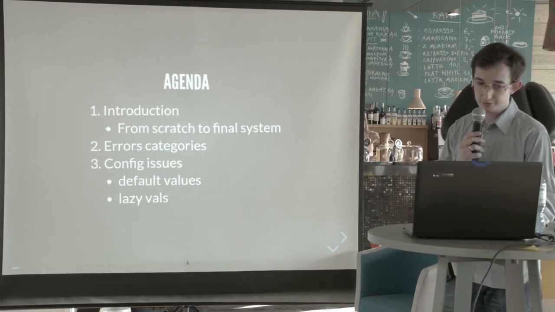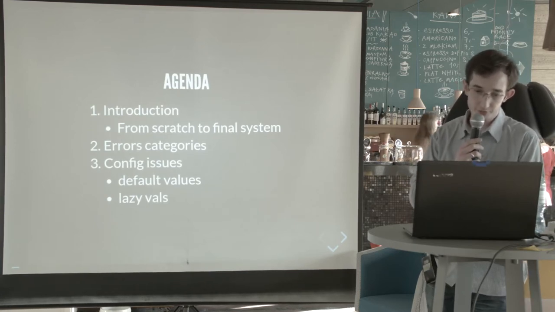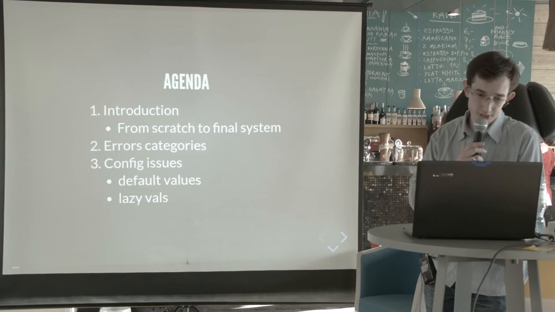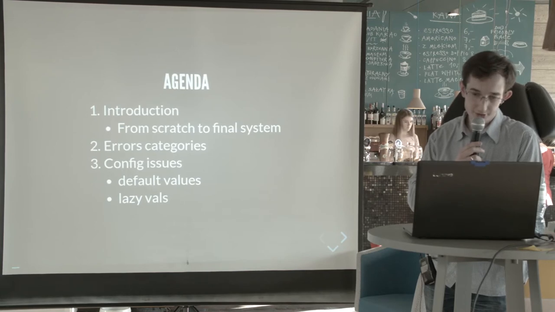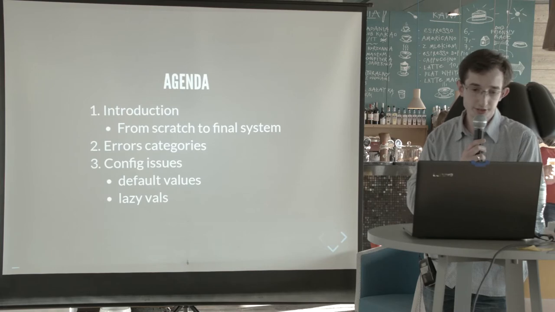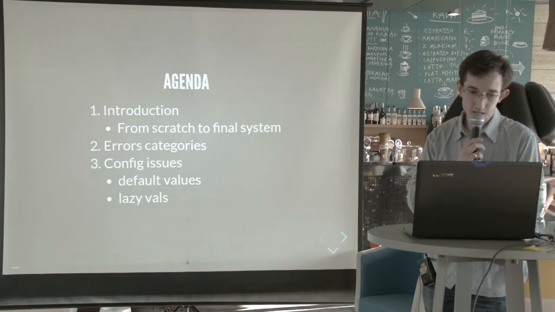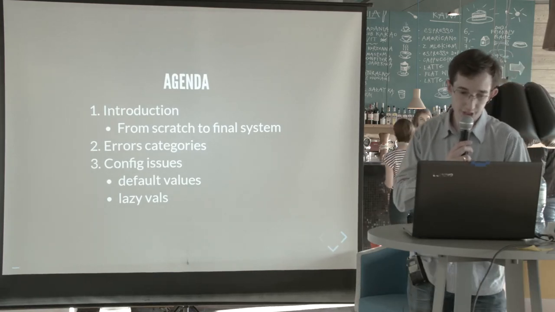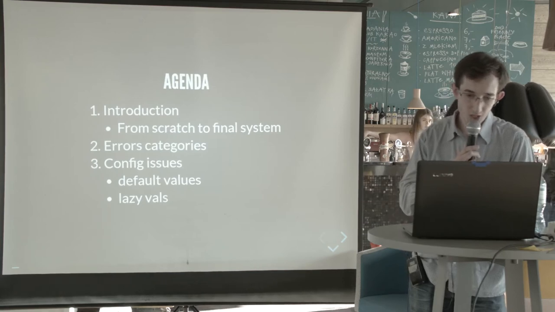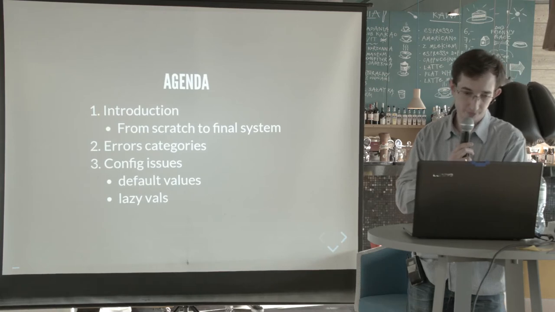I will start with short introduction. And I will show you a path from scratch to the application running in production. I will also point which element of that path this presentation describes. Then I will talk a little about error categories. Next, I will discuss application configuration. I will outline what it is and what traps it brings for us. I will review default config values and lazy vals.